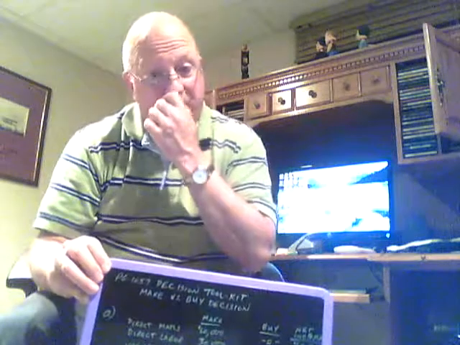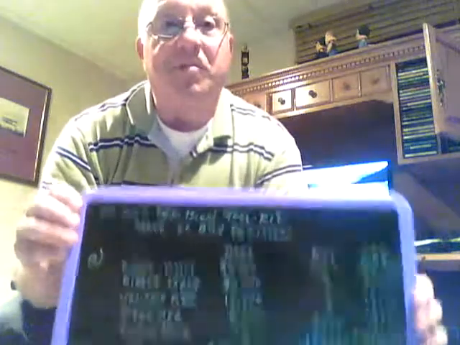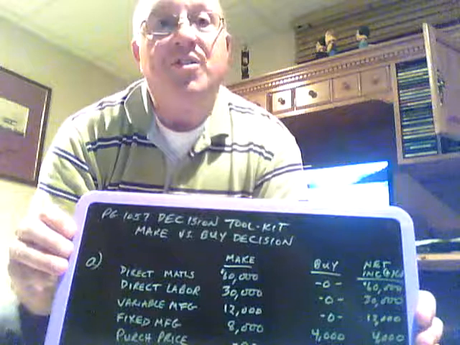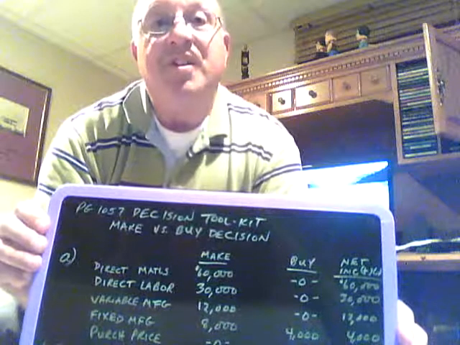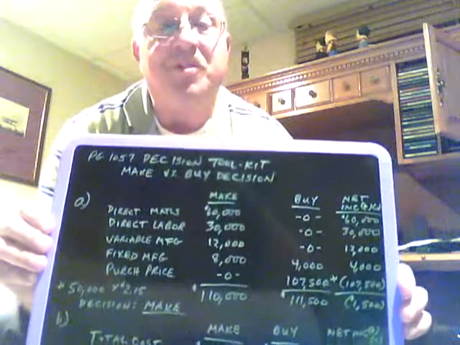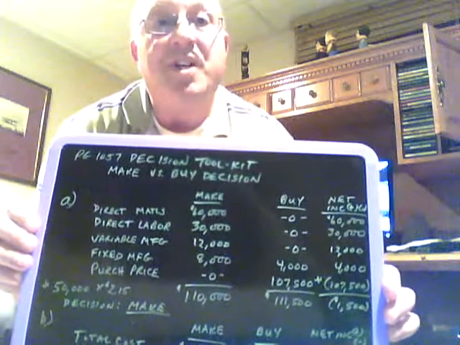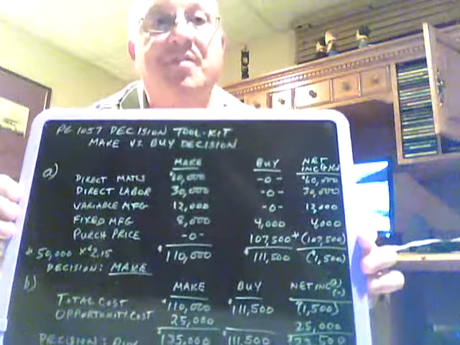Alright, so our first review problem is the decision toolkit problem shown on page 1057 and 8, which is a make or buy decision. So here you're presented with some information about the problem, and then it's up to us to present this information in such a way as to be able to make an informed decision on whether to continue to make the item or to outsource it and buy the item instead of making it.